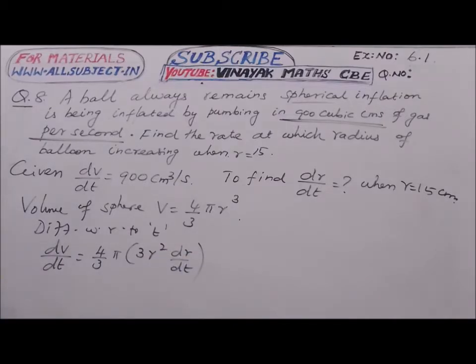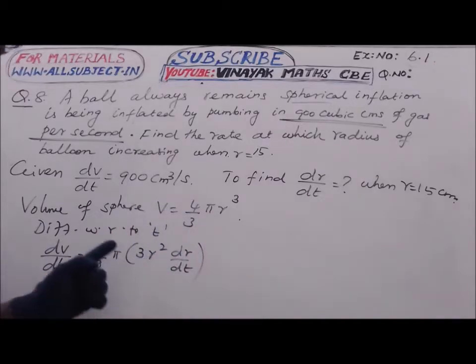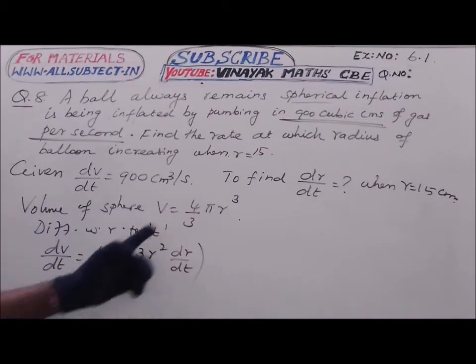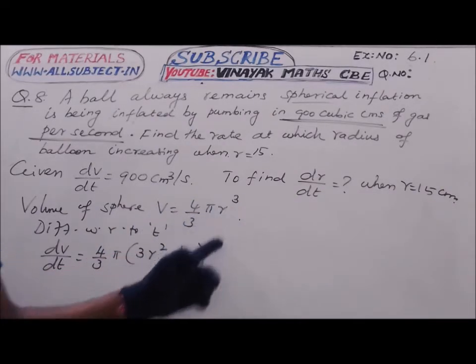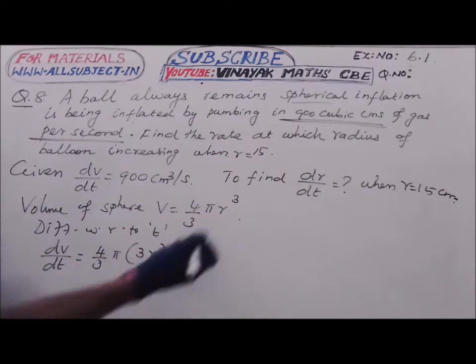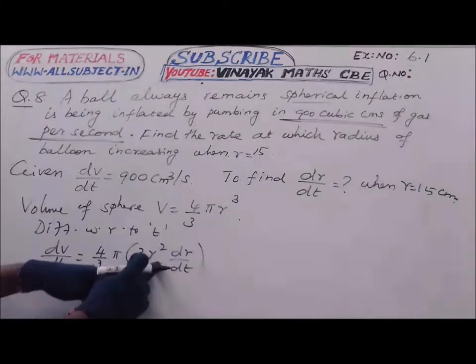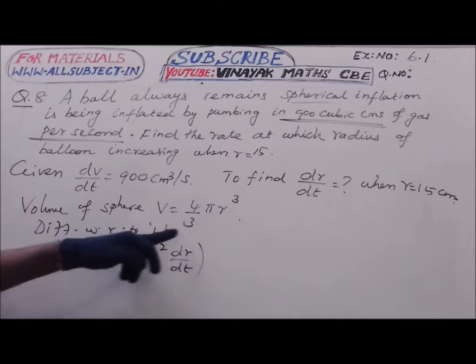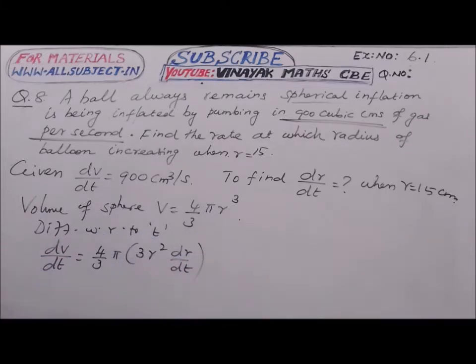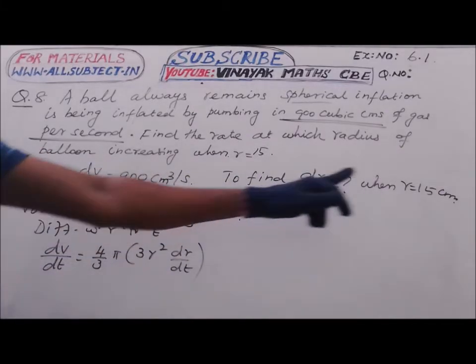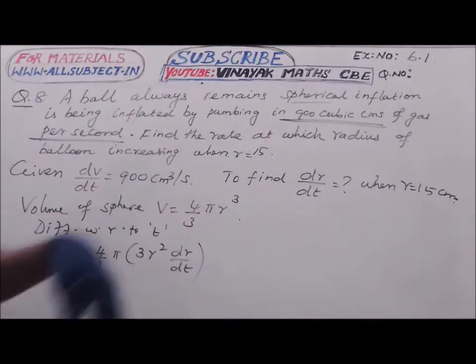If we were differentiating with respect to r, we would have only 4 by 3 pi into 3r square. But we are differentiating with respect to time t, so the left side is dV by dt and 4 by 3 pi remains constant. Here we use the chain rule: r power 3 minus 1 is 2, and then the differentiation of r with respect to t is dr by dt. Substituting the given values of dV by dt and r, we will find the value of dr by dt.